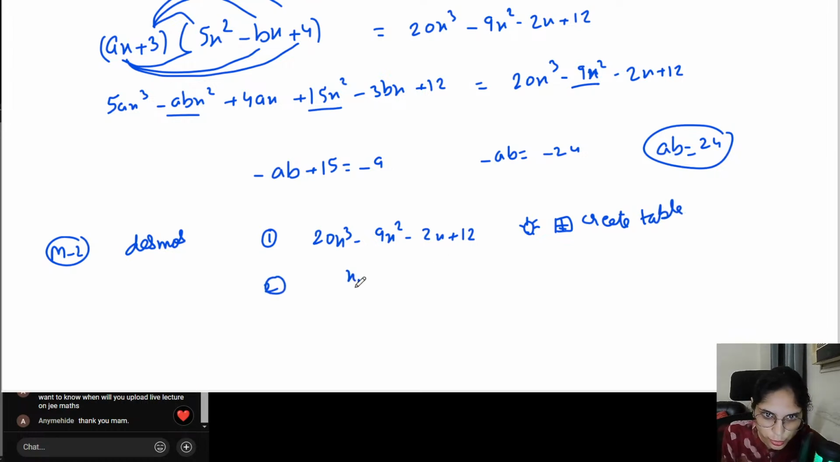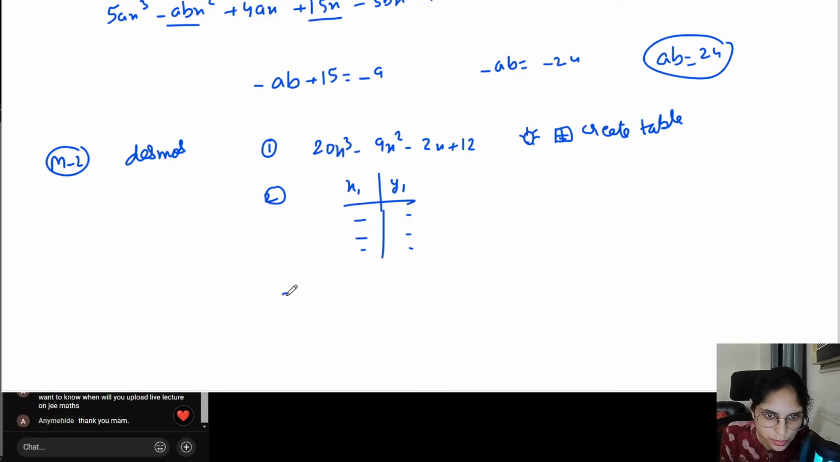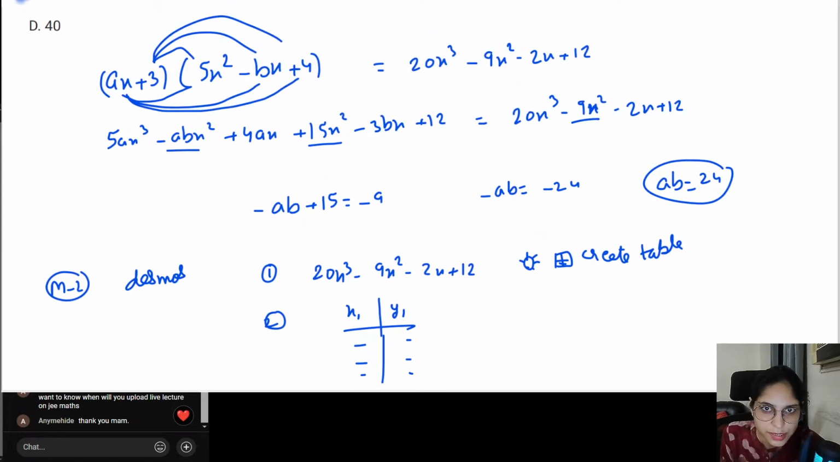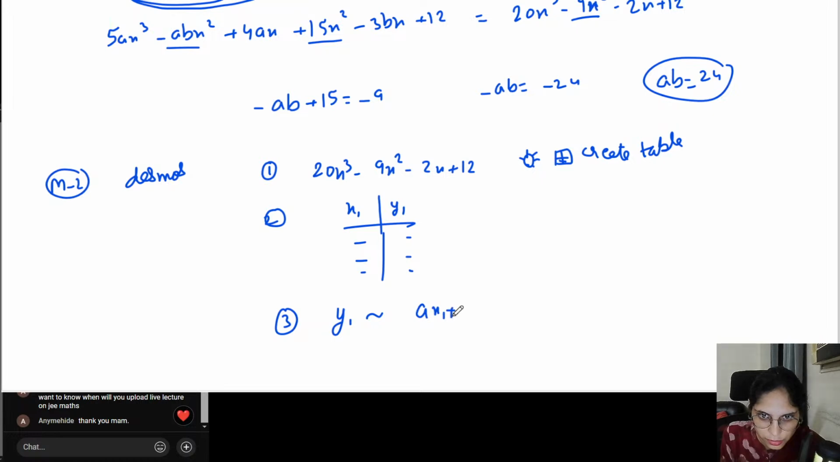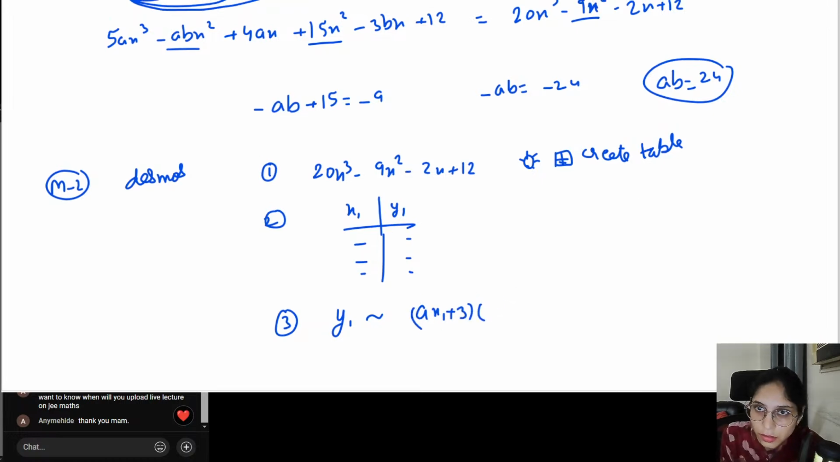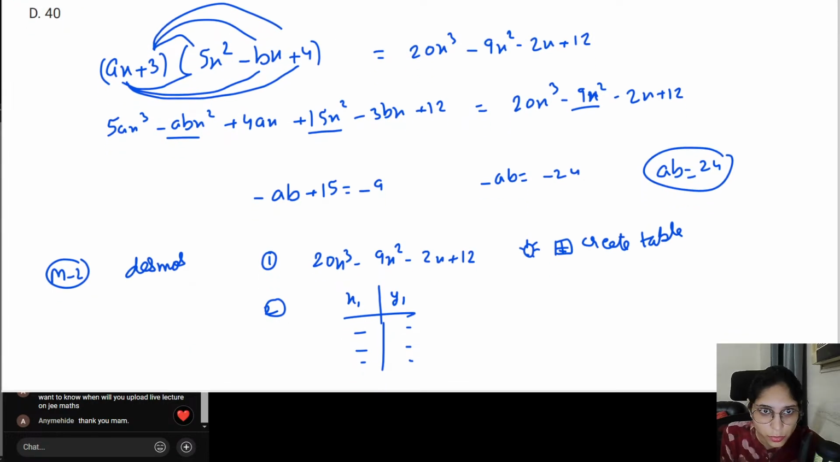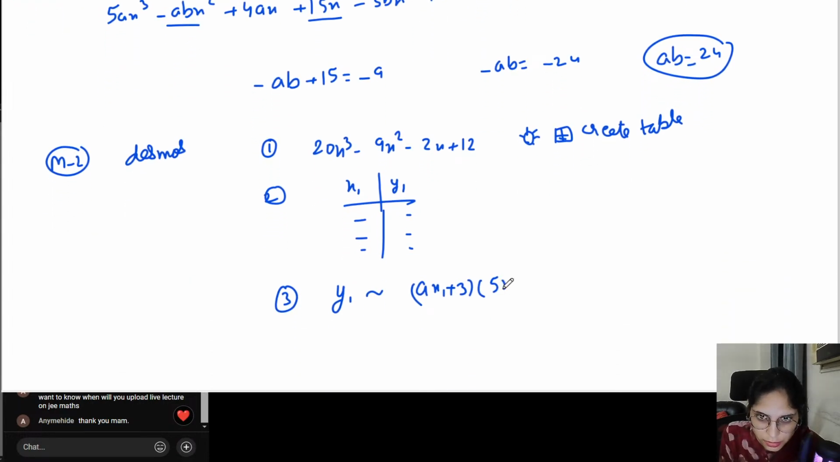In the second one, you use those values, write another table x1, y1. You need just 3 values, 3 are more than enough. Then you write y1 is, it is given in this format, ax plus 3 and then you write 5x squared minus bx plus 4. You will get the values of a and b, you just write a, b in your fourth one. You will get your answer.